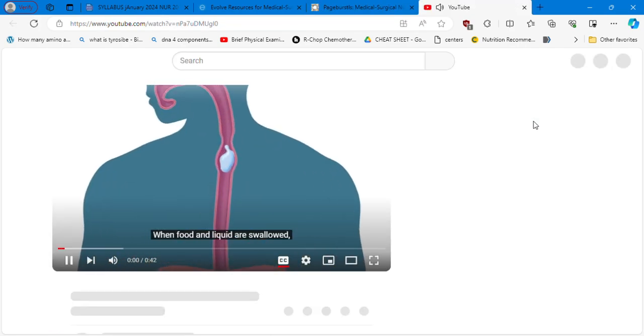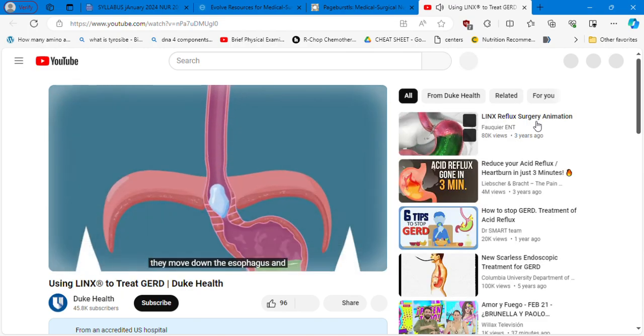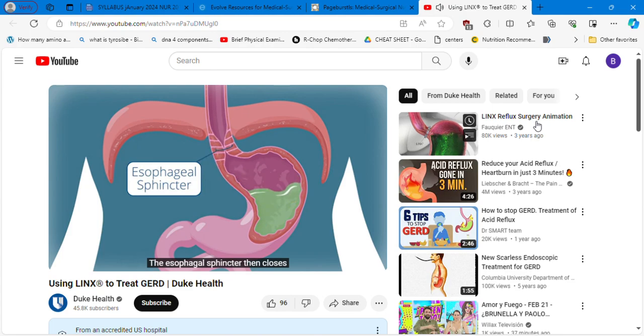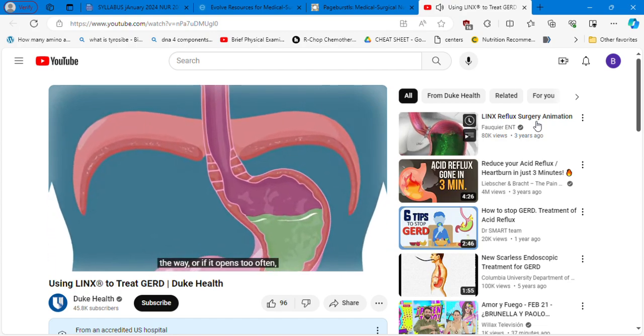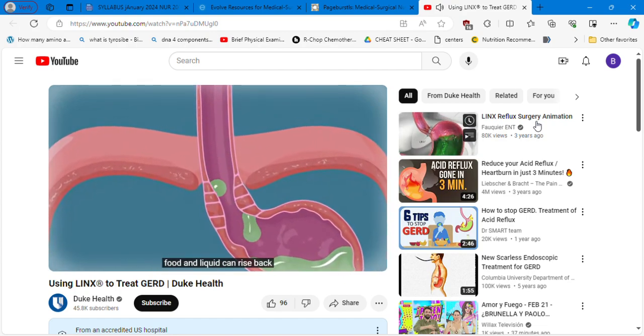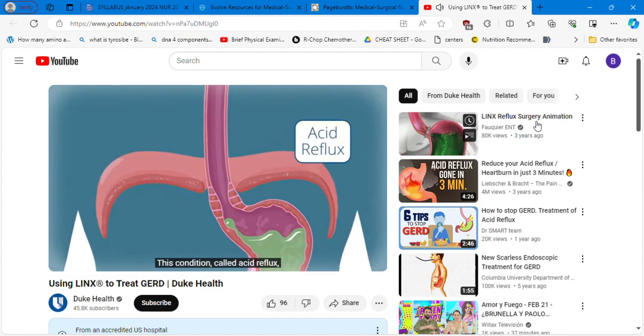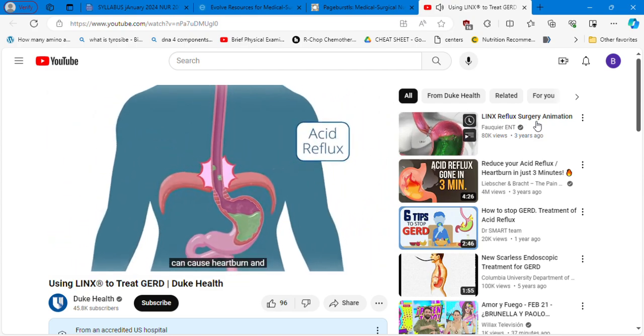When food and liquid are swallowed, they move down the esophagus and enter the stomach. The valve in the lower esophagus, the esophageal sphincter, then closes to prevent stomach contents from re-entering the esophagus. If the valve does not close all the way, or if it opens too often, food and liquid can rise back up into the esophagus. This condition, called acid reflux, can cause heartburn and other symptoms.